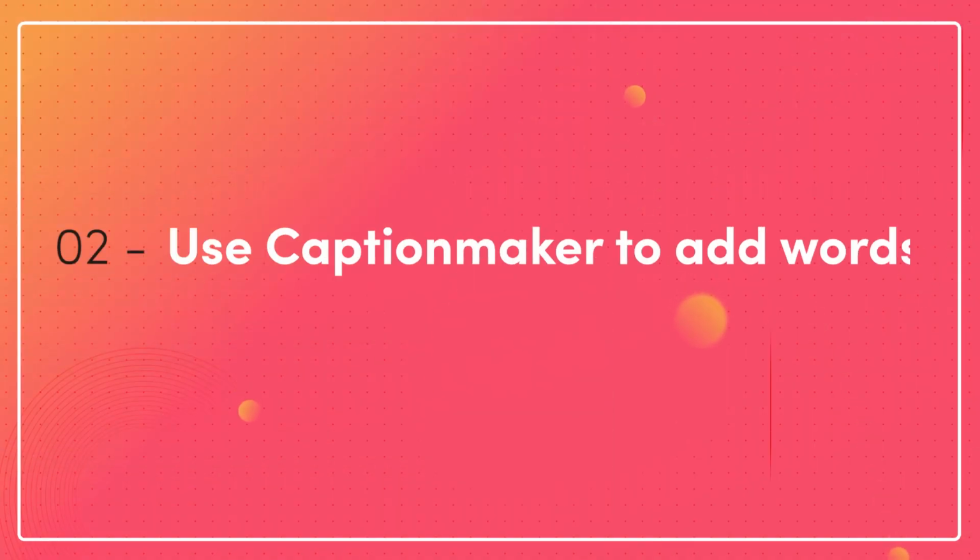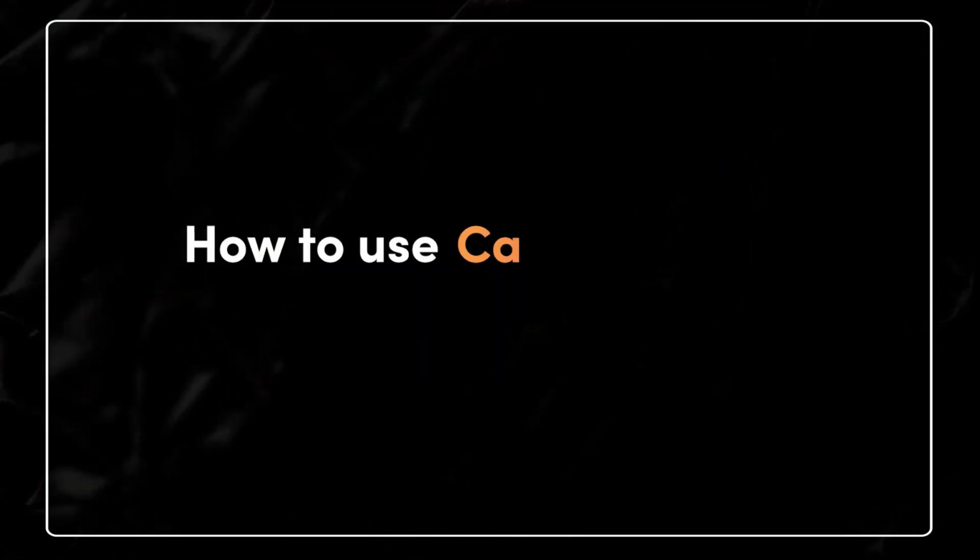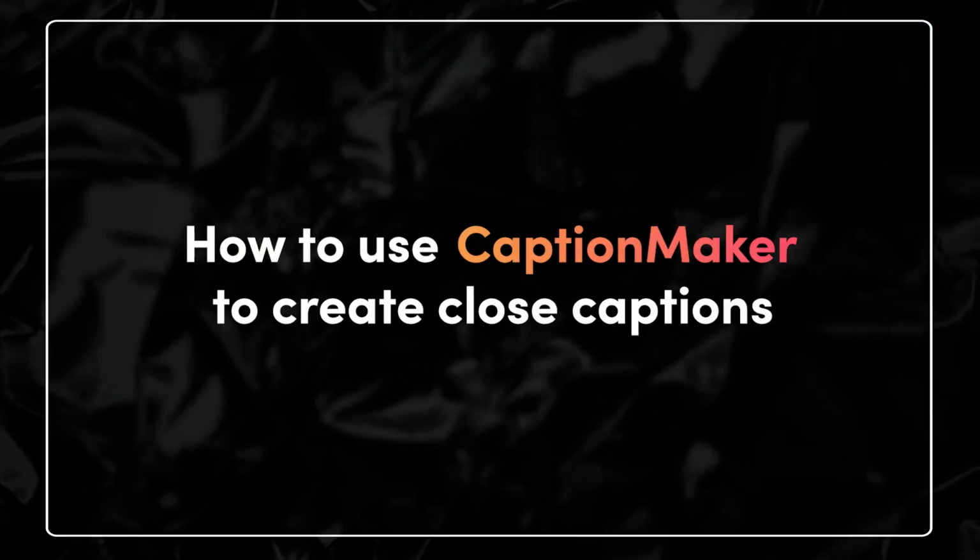Next, you can use Caption Maker to add words and captions. Another program that can assist you in creating captions on Windows and Mac is called Caption Maker. Although there is a demo version of the program, it's not free. As a result, you may download it and test the vast majority of the alternatives before making a choice. It is very easy to customize Caption Maker. How to use Caption Maker to create closed captions?